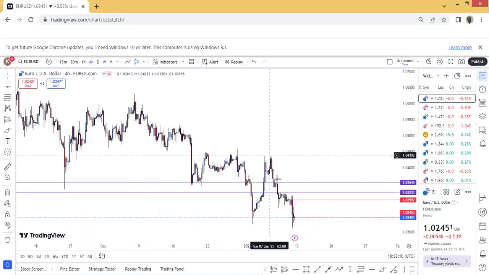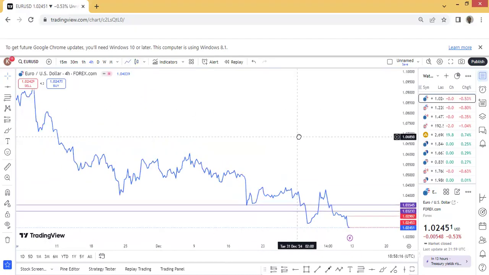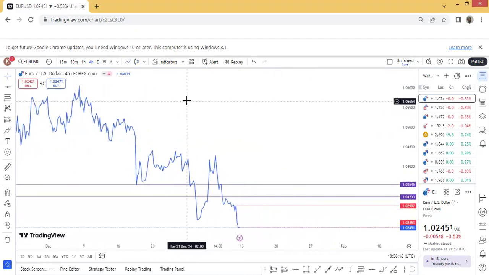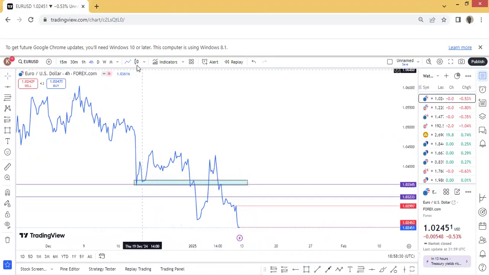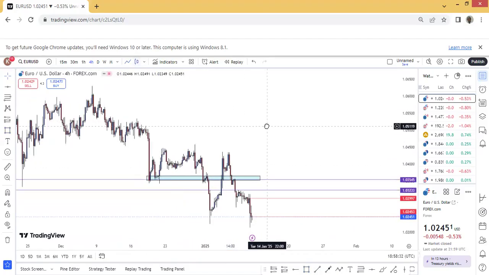So I think I will opt for this. That doesn't mean that I will not consider the first level. I'll wait for price to get there and then I will see. So for me, this is an awesome level. This level for me is great.